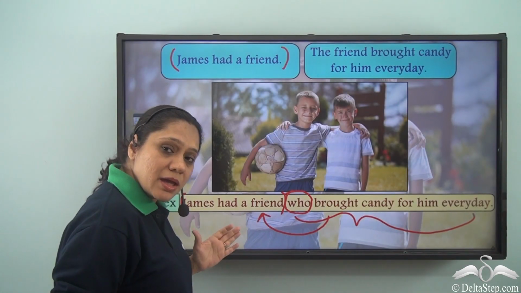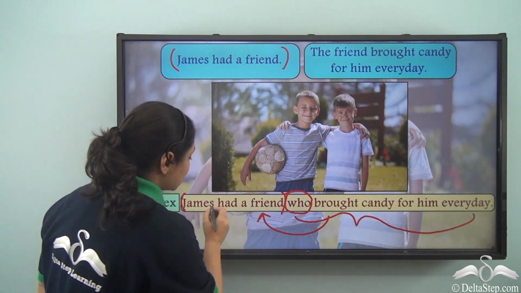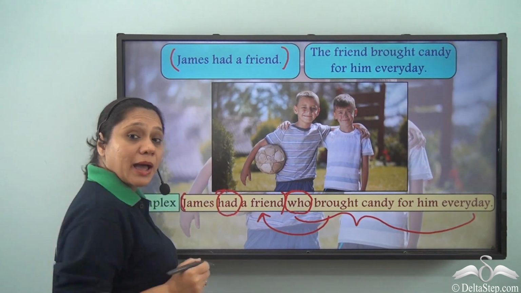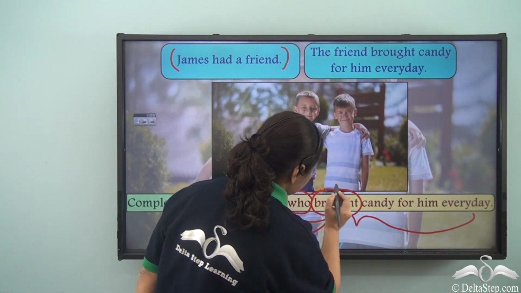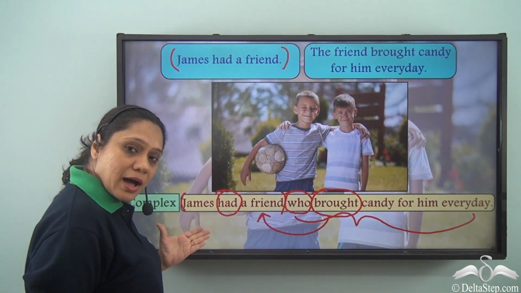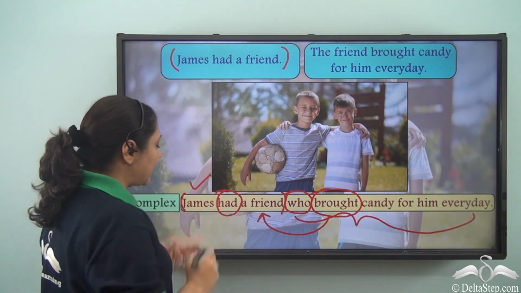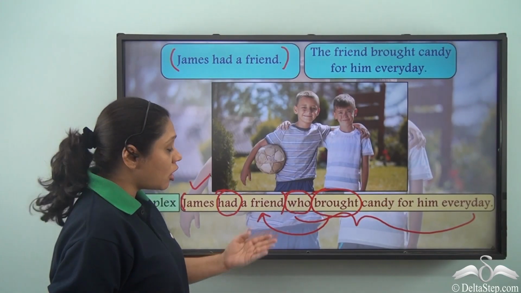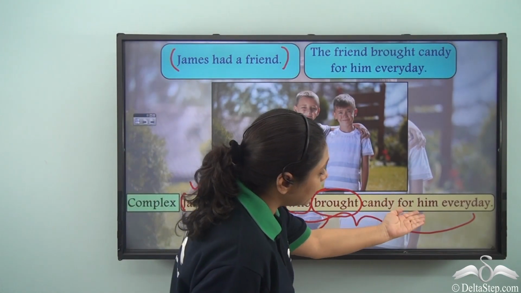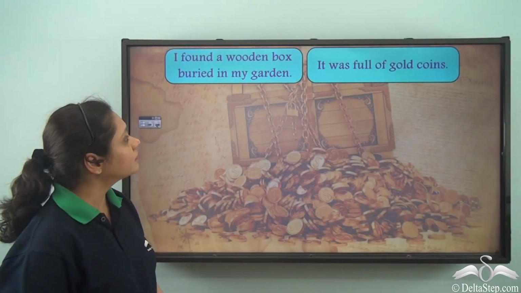Now, let us see the finite verbs in this sentence. This sentence has a finite verb had and another finite verb, brought. So this sentence of ours is a complex sentence which has one independent clause, James had a friend, and one subordinate clause, who brought candy for him every day, which is an adjective clause.